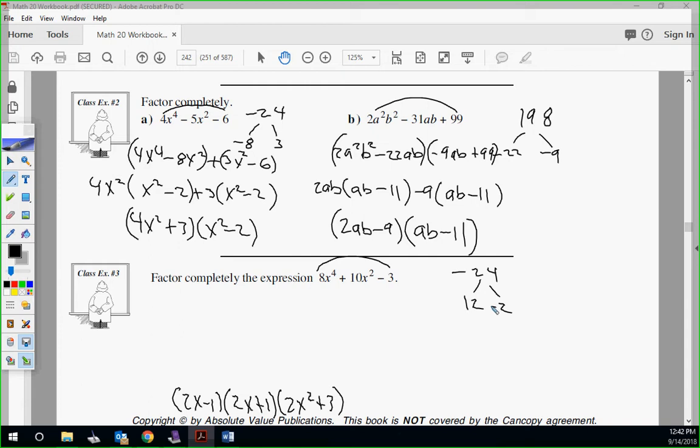Okay, break this up. Doesn't really matter, I'll put the 12 with the 8. Okay, so 4x squared comes out, so that gives me 2x squared plus 3. Take the negative 1 out.